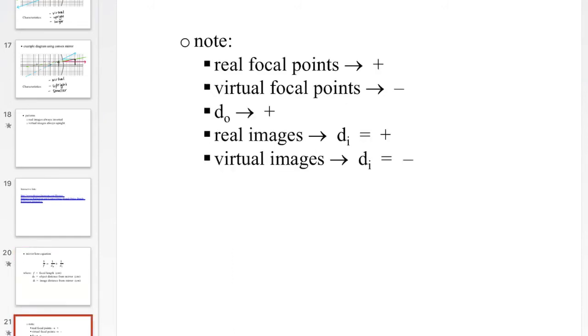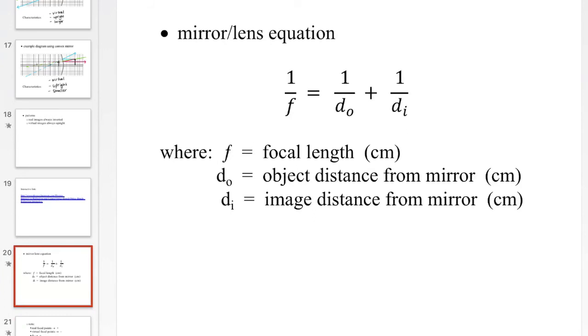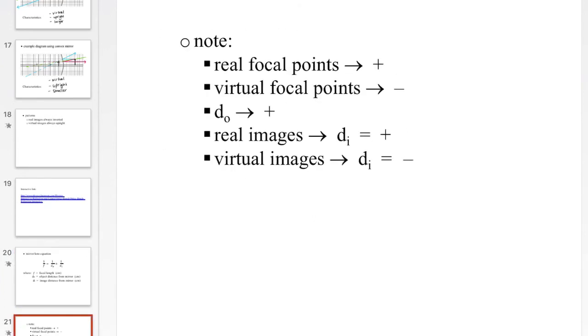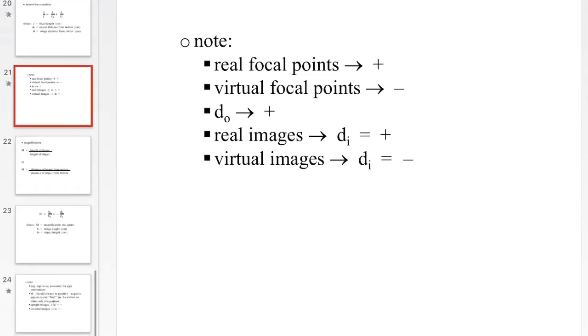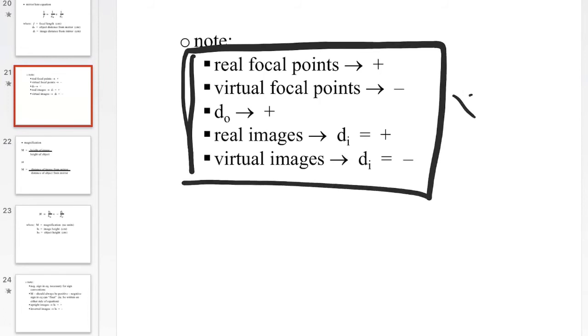Just a note, real focal points are positive, virtual focal points are negative. The distance of the object from the mirror is always positive, but when we have real images, since they are on the same side of the mirror, they're going to be positive. But virtual images, remember, those are images that look like they're coming from behind the mirror, and those are going to be negative. And oh boy, those positives and negatives are going to be really, really important when it comes to this equation, because it will get you a lot of different answers. So please, please, please know this.